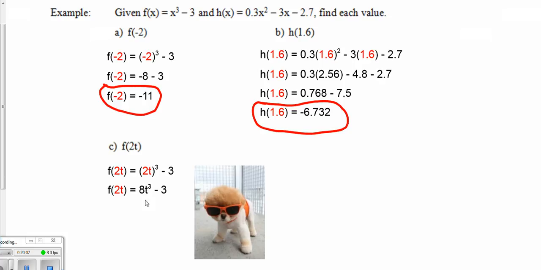Well, we don't have an amount for t, so we can't plug it in. This term is a t cubed. This term is a constant. There are no variables with it, so we can't combine them. So in the end, that will just be our answer. f of 2t is 8t cubed minus 3. That'll wrap it up for that lesson.